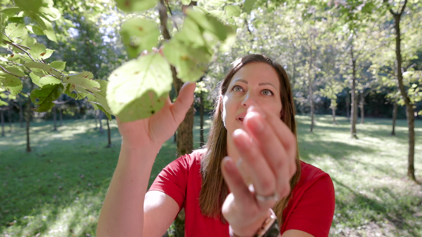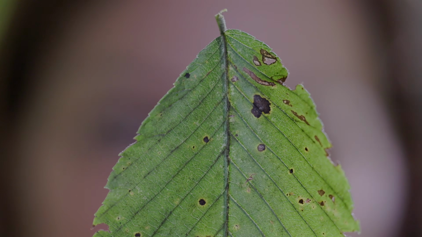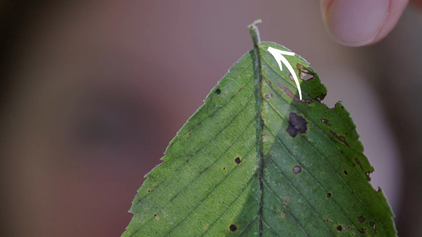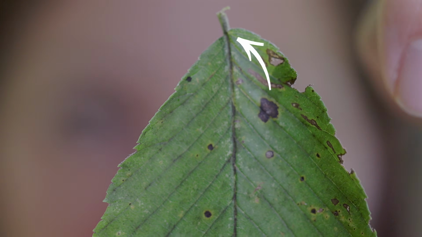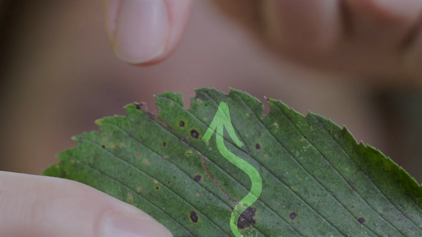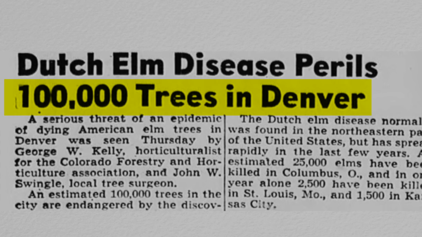To understand why we care so much about elm zigzag sawfly, we really need to understand the host, the elm tree. So the elm tree, which we have right here, this is a leaf. You can tell that it's an elm because the base of the leaf is asymmetrical, so it comes into that stem non-symmetrically, and the edge of the leaf has a very saw-like appearance, so it has large teeth and smaller teeth. But about the mid-1900s, an invasive disease, Dutch elm disease, came through and wiped almost all of them out.